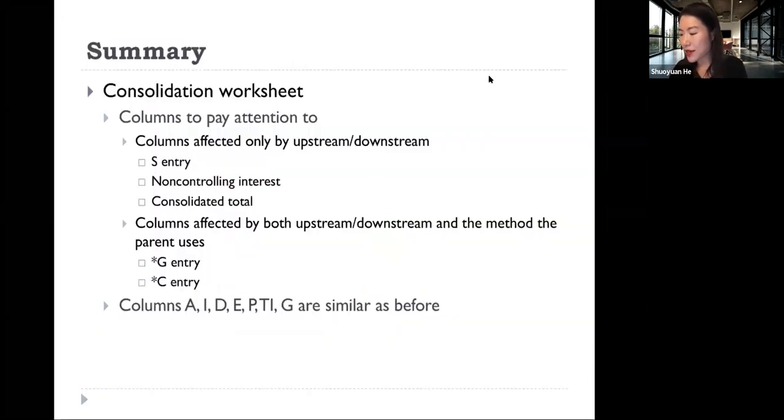So this slide basically sums up what we just talked about. And this is the end of today's class. For next class, we're going to talk about intra-entity depreciable asset transfer and land transfer.